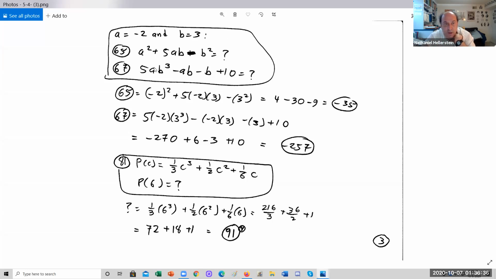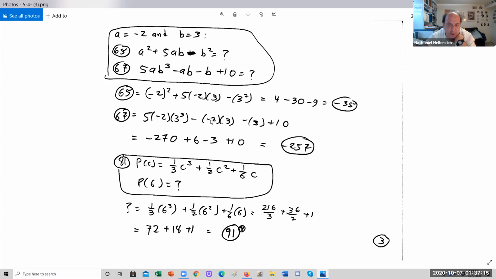For the next one, we put a negative 2 in for a here and here. Put 3 for b here and here and here. So this term is 5 times negative 2 times 3 cubed, minus ab is negative 2 times 3, minus b is minus a 3, plus 10. All right, now let's see. Multiply this out. 3 cubed is 27. 5 times negative 2 is negative 10. This term multiplies out to negative 270.